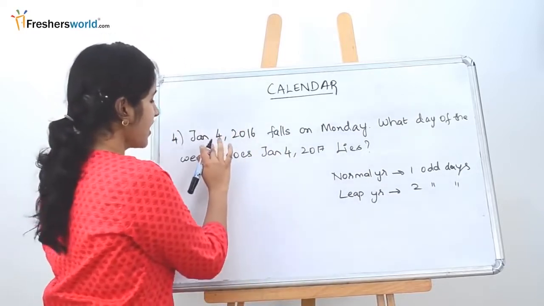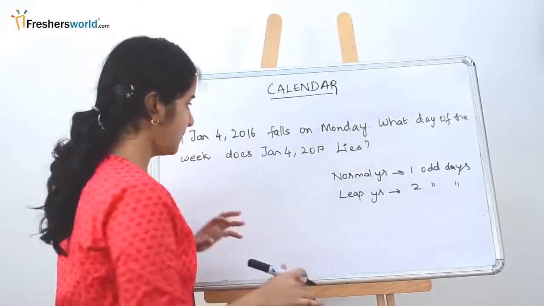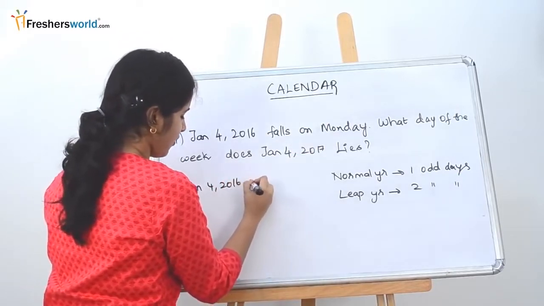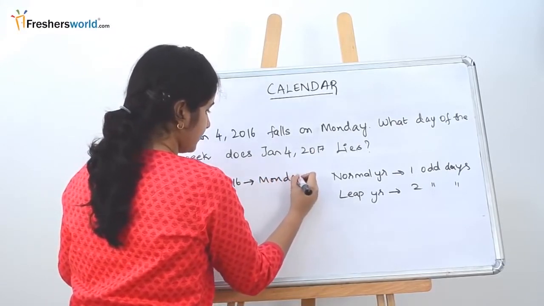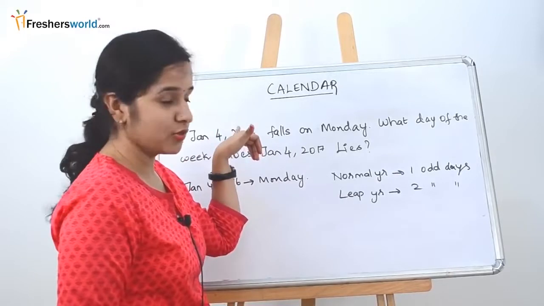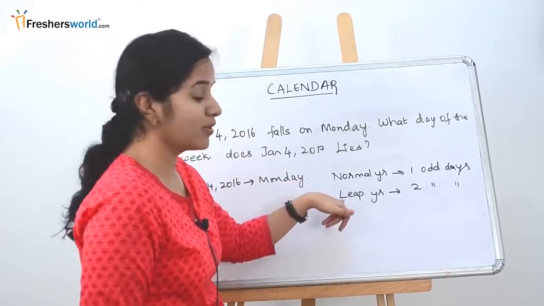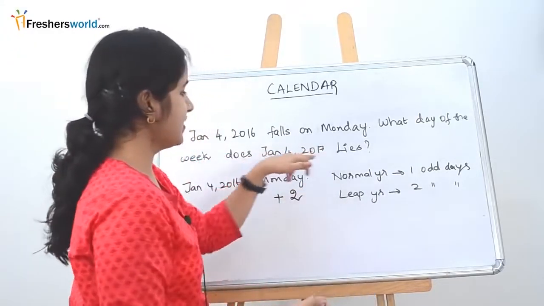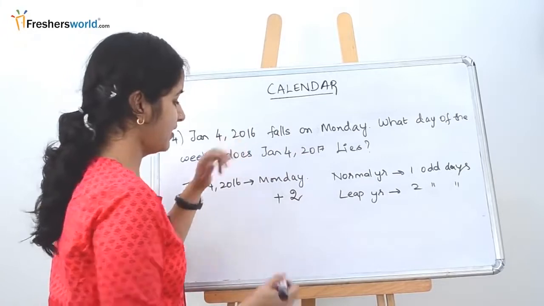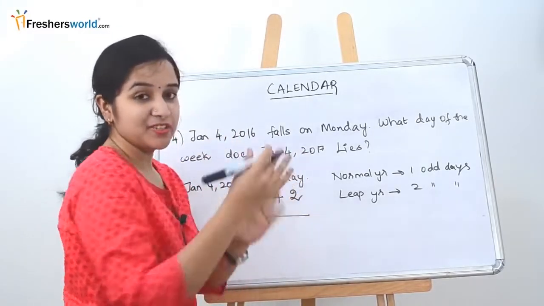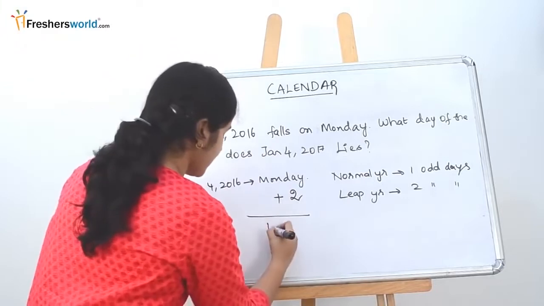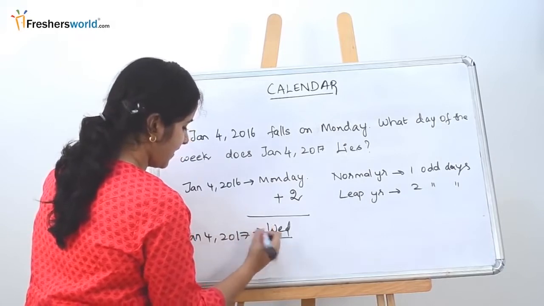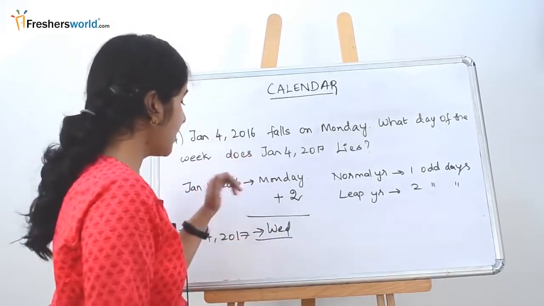So what they've given is Jan 4 2016, and we know 2016 is a leap year. So it falls on a Monday. Feb 2016 will have an extra 2 days because it's a leap year. So it will be plus 2 here. So obviously Jan 4 2017, the following year, will fall on Monday plus 2, which is nothing but Tuesday, then Wednesday. So Jan 4 2017 will fall on a Wednesday. This is because we took a leap year.